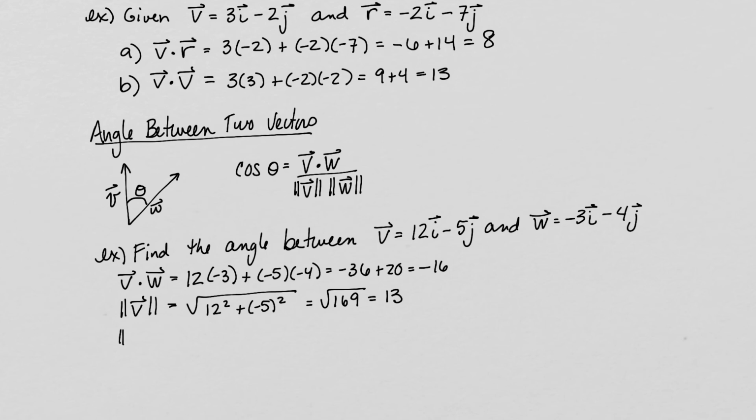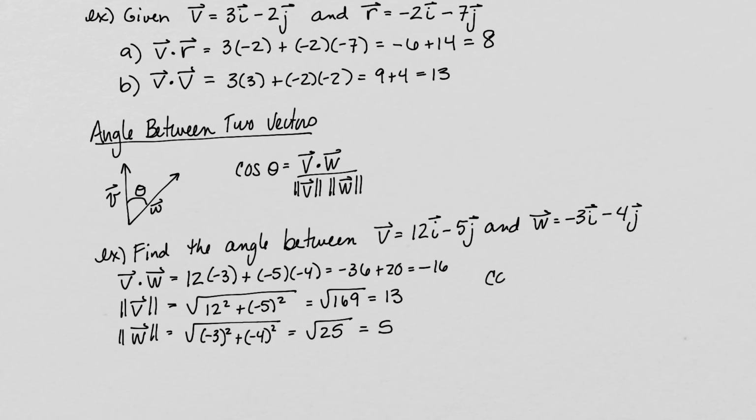The length of w is going to be equal to the square root of negative 3 squared plus negative 4 squared. So that's going to be the square root of 25, or 5. So those are all my pieces. So questions on how I got any of those pieces? No? Okay, and then all I have to do is plug into our formula.